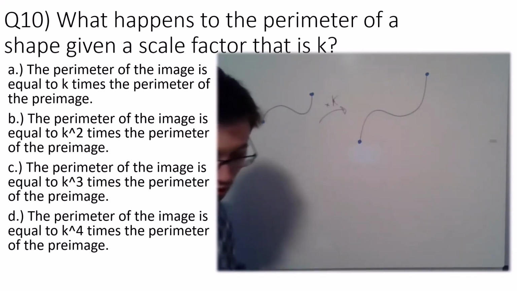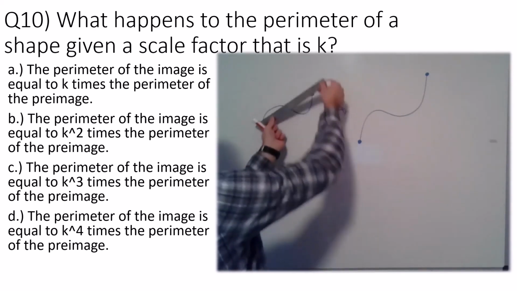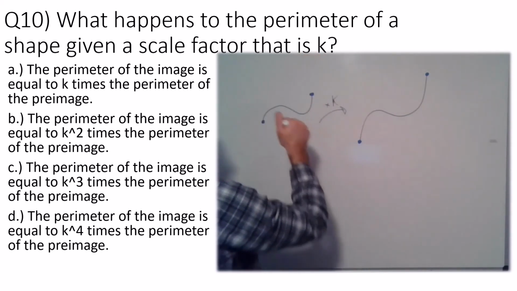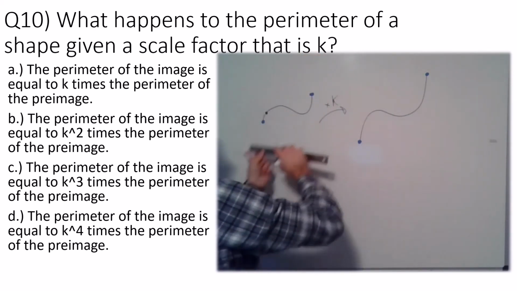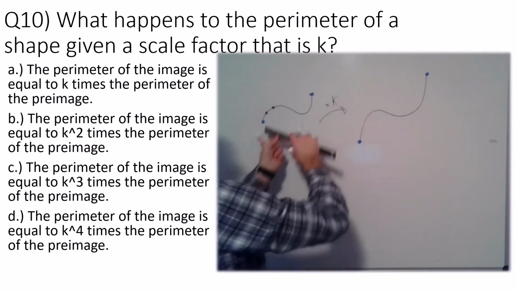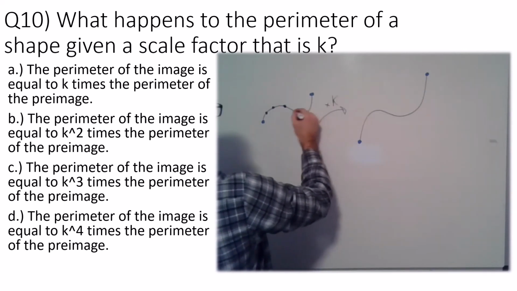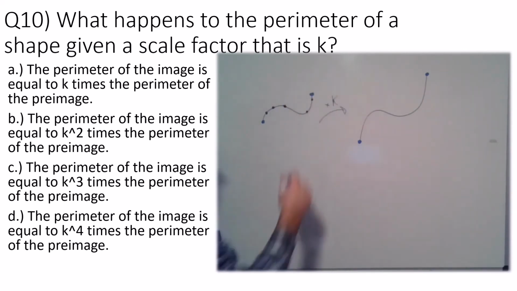If I'm going to use a ruler to measure the perimeter of that shape in inches, I'd have to say, well, this is 1 inch, this is 1 inch right here, this is 1 inch, and keep on going through this thing. So you keep doing that process repeatedly.